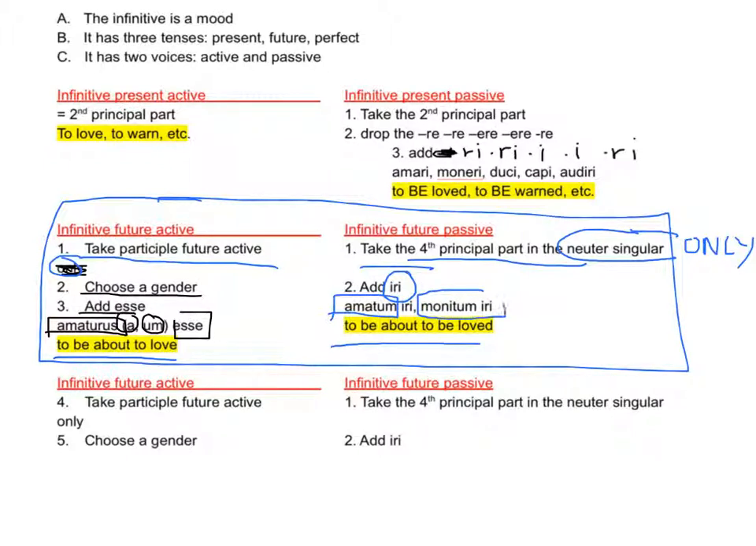Moneo would be monitum, only in the neuter, plus iri. That would mean to be about to be warned. And the infinitive future passive is very rare. You'll come across it in this textbook for instruction purposes, and you may never ever see it again. Even in future chapters, you probably will not see too much of the infinitive future passive. I'm not discouraging you from learning it. I'm giving you the honest truth. It is not your priority.